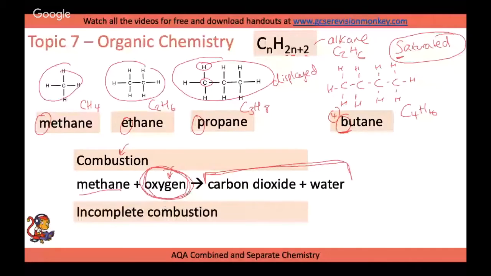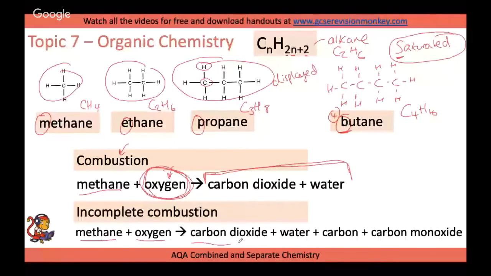It produces a really smoky flame. And let's say methane and oxygen, we'd still produce carbon dioxide and water as before, but with incomplete combustion, we'd also produce carbon, which is soot, so solid black carbon, and carbon monoxide, CO, and that's bad as well. So the soot we'll talk about later causes global dimming, and the carbon monoxide is toxic and can kill you. Okay, so that's the alkanes.